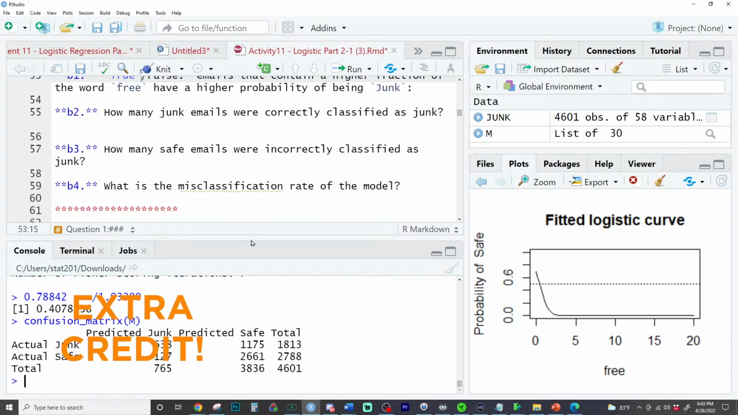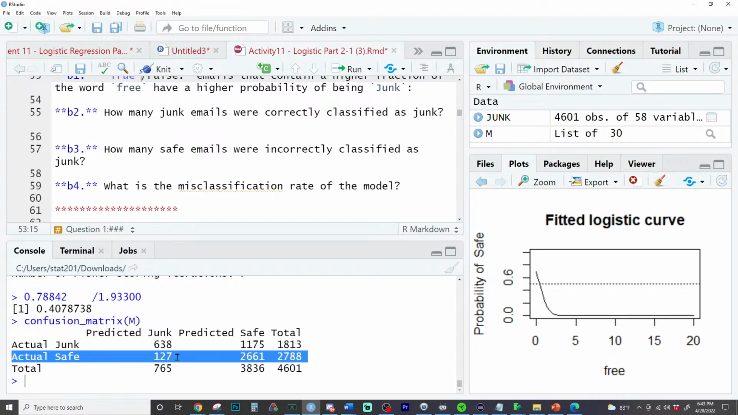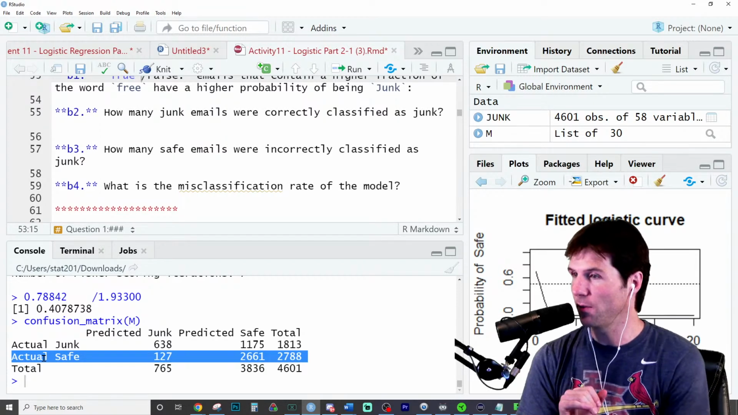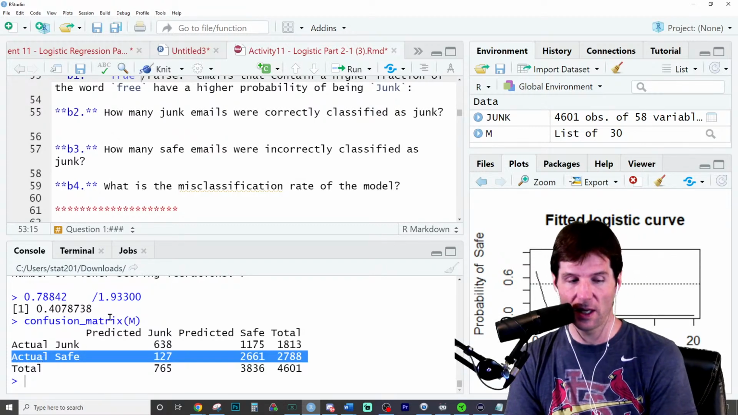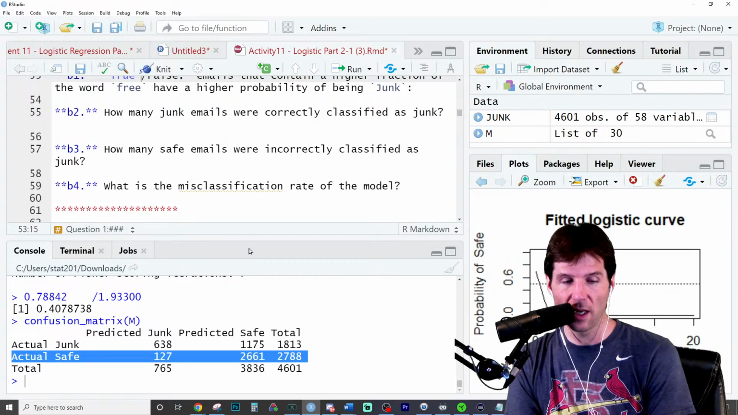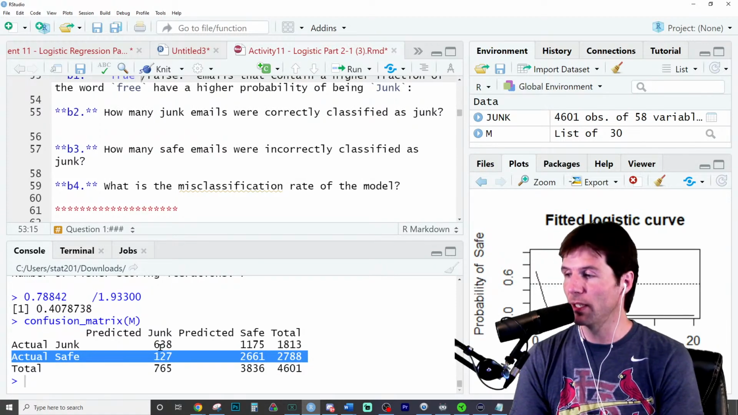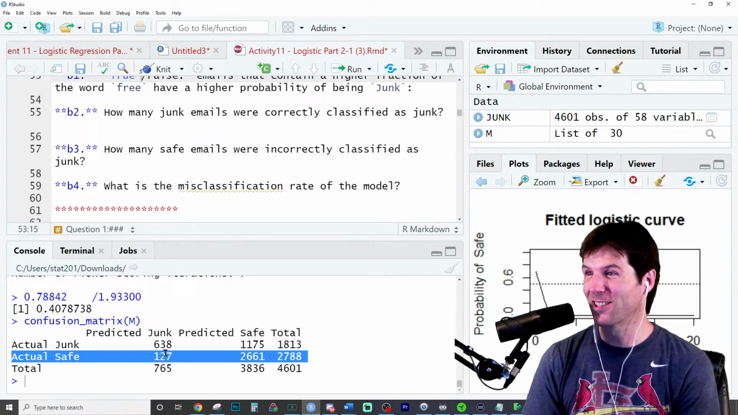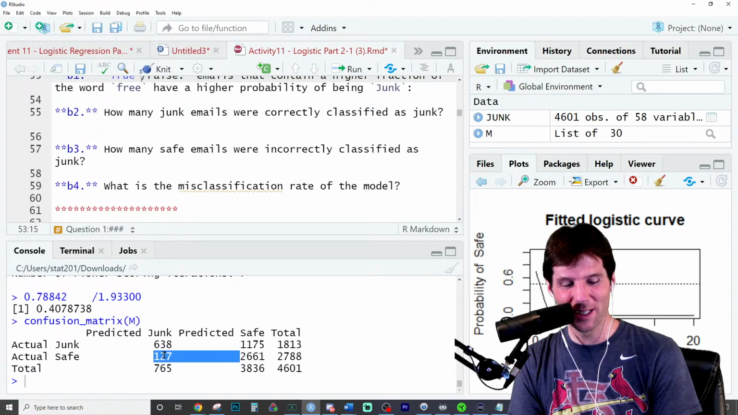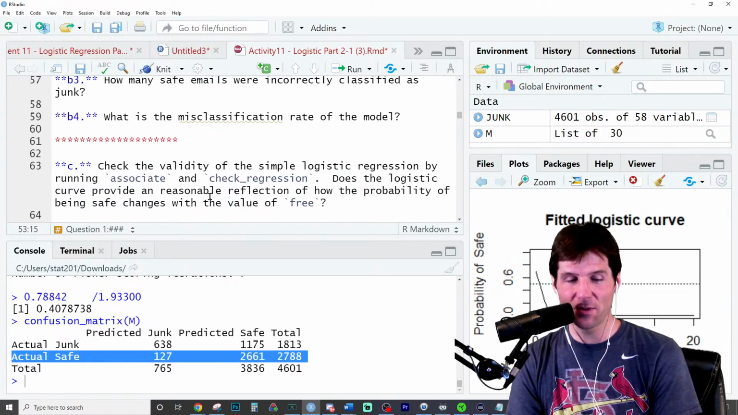How many safe emails were incorrectly classified as junk? Right here. Oh, Brian's getting it wrong. So these are the ones that are actually safe. How many were misclassified? I think Shreya got it, because Brian was on the wrong spot. When we say actually, we're saying the email is actually safe. So looking at only the safe emails, how many were incorrectly classified, that is, predicted to be junk? Here are the ones that were predicted to be junk that were actually safe. Then we did the misclassification rate of the model.